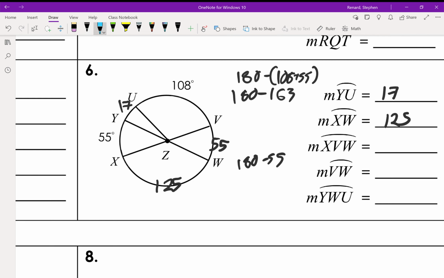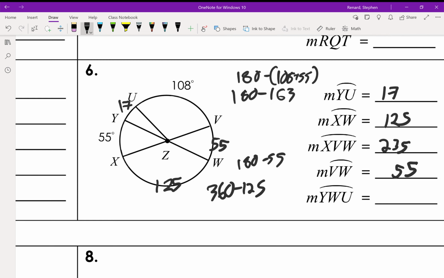Now, xvw. So what that means is we start at x, we go through v to get to w. So we're just going to add all of those up. Actually, I'm going to do this the other way around: the circle is 360 degrees. We know that the only part we're not talking about is this right here, that 125. So we can go 360 minus 125, which is going to give us 235 degrees. Okay, vw is 55.